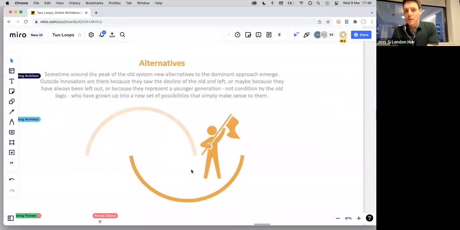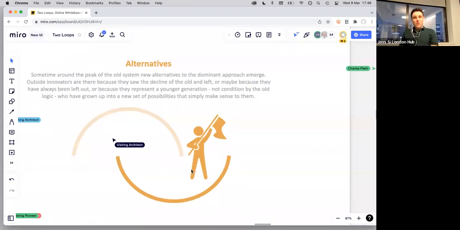So these are the alternatives. Sometime around the peak of the old system, new alternatives to the dominant approach emerge. Outside innovators are there because they saw the decline of the old and left, or maybe because they have always been left out, or because they represent a younger generation, right? That's quite often how we look at change, isn't it? We think about a new generation bringing in new ideas, and we know there's a tension between the older generation and the new generation. So they may represent a younger generation, not conditioned by the old logic, who have grown up into a new set of possibilities that simply make sense to them.